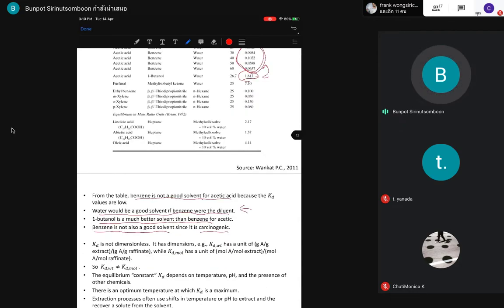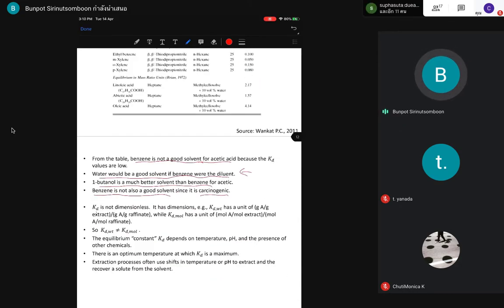And be careful here. KD is not dimensionless. It has a unit of extract per raffinate. Even though it's mass per mass, the ratio is of different types of compounds, so they are not dimensionless. Just be careful here, beware of the units. Don't use it wrong. That's the message here.